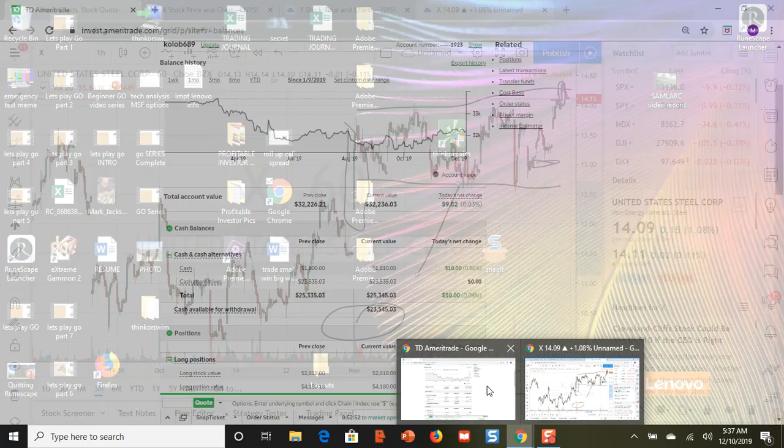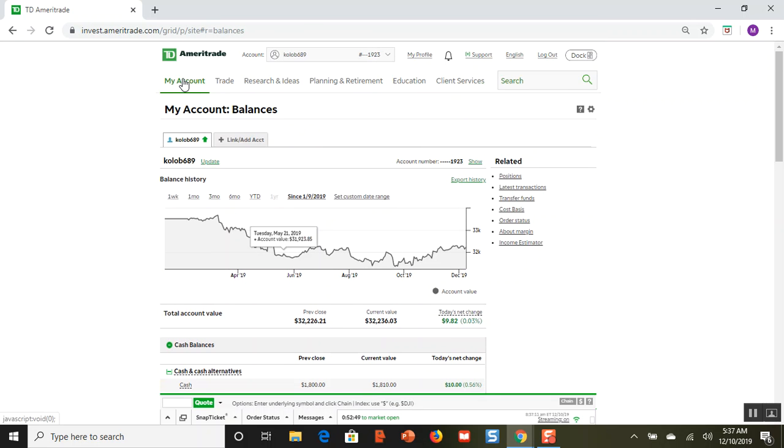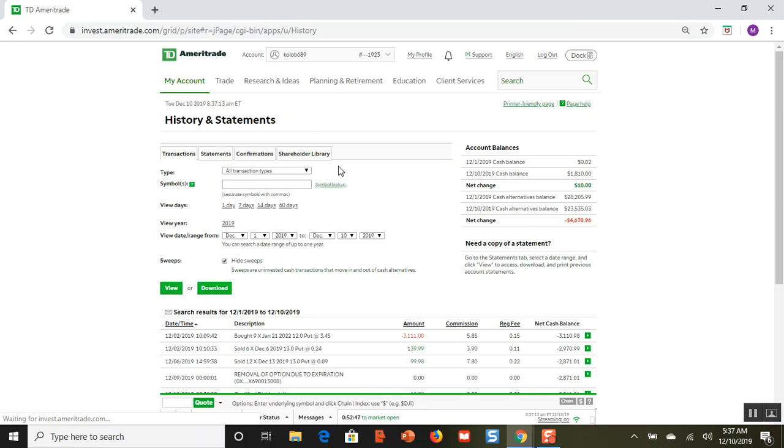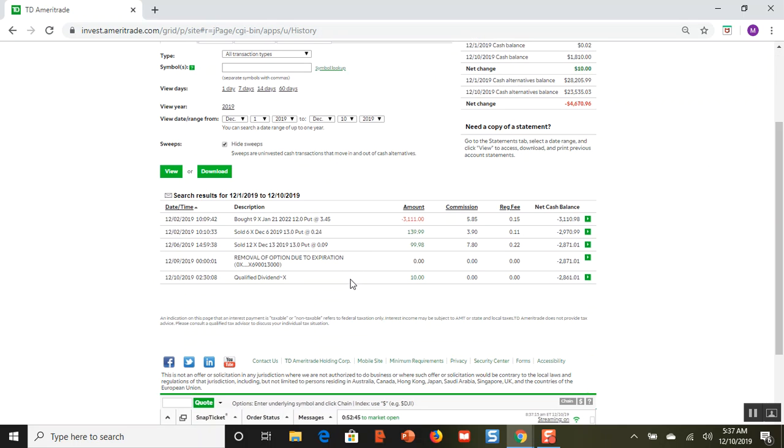And finally, if we go back to my transactions here, let's say that steel just kind of hangs around and it doesn't go up or down. And look at that, I got a dividend of all of $10. Lucky me.